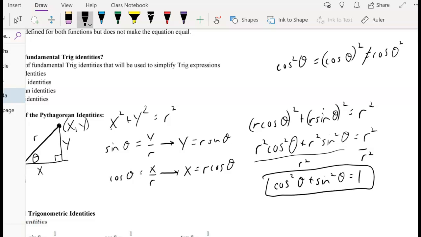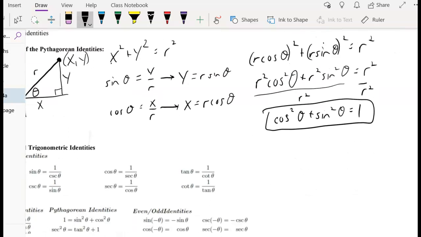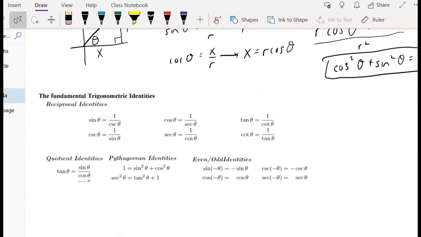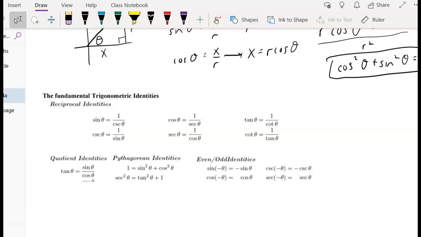Okay, that's going to be very useful as we move forward. Okay, so let's look at our identities now, and we've got the 4 different types of identities. We've got the reciprocal identities, the quotient, Pythagorean, and the even-odd identities. We're just going to talk briefly about each one of these.